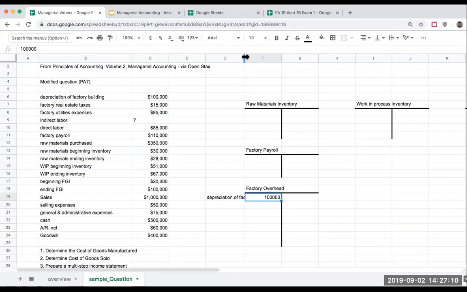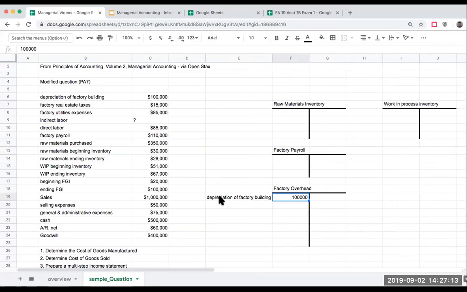Okay. Next, factory real estate taxes. Wow, it's got the word factory in it, so it is going to be a part of factory overhead. Okay, and factory utilities expenses. Wow, right over here, 85 grand.